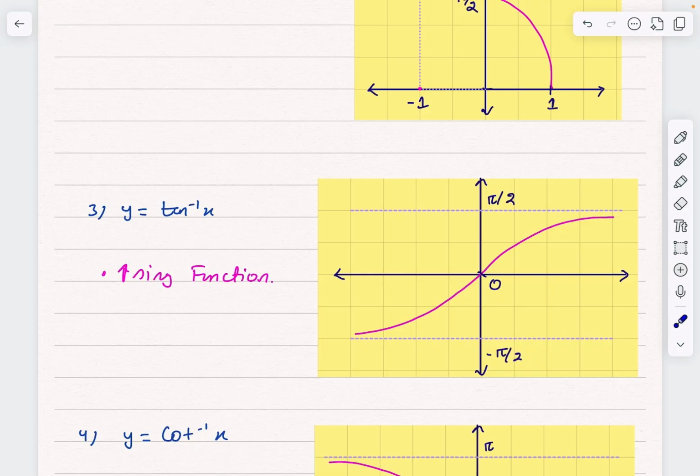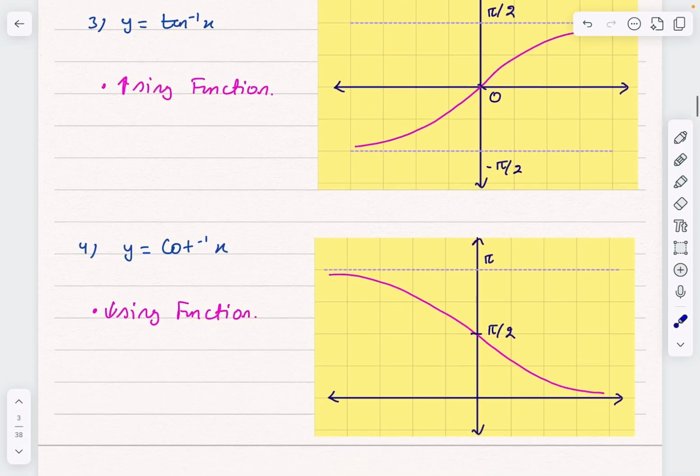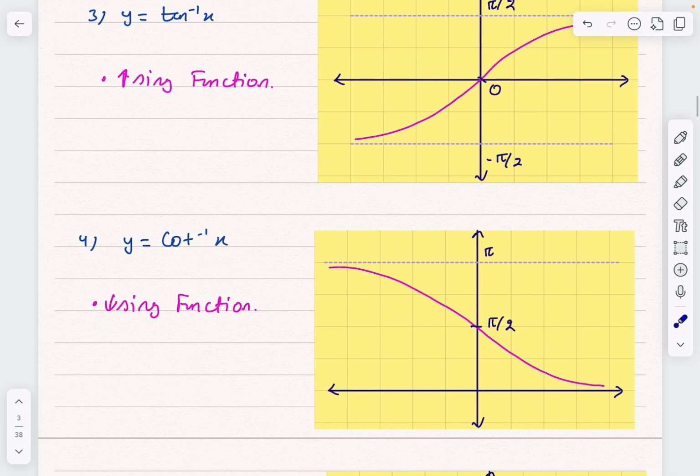You see both of them, like the brackets are open. So they will never meet these lines. Like the graph will never meet these lines. It will just keep on coming closer and closer to that. But they never meet. For cot inverse x will be decreasing function. Value at minus infinity will be pi. Value at 0 will be pi by 2. Value at plus infinity will be almost 0. Again, it will never meet the lines.